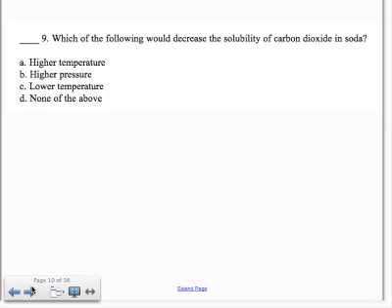Solubility of gases is a little different from solubility of solids and liquids. Generally speaking, they have the opposite behavior. Think about leaving a bottle of soda out where it's room temperature. It's going to go flat a lot faster than if it was in the refrigerator, because at higher temperatures, gases are less soluble.